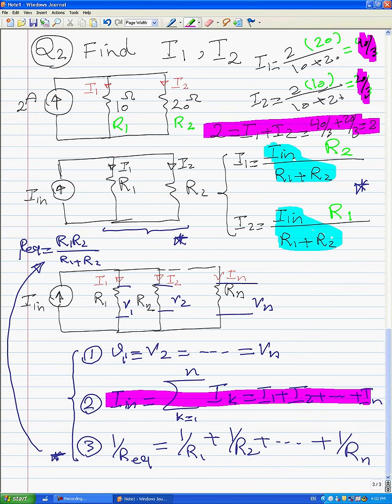To summarize, we can use the divided current rule for any parallel circuit which contains two resistors connected together in parallel. For more than two resistors, we should simplify the network or circuit to this circuit. And after that, we can use the divided current rule.